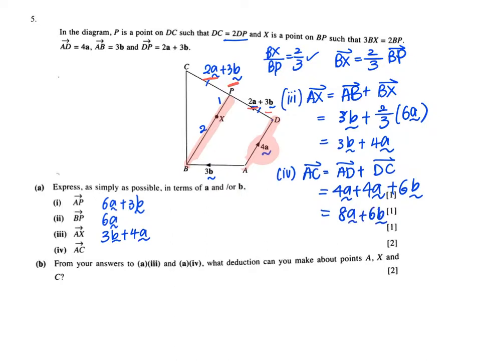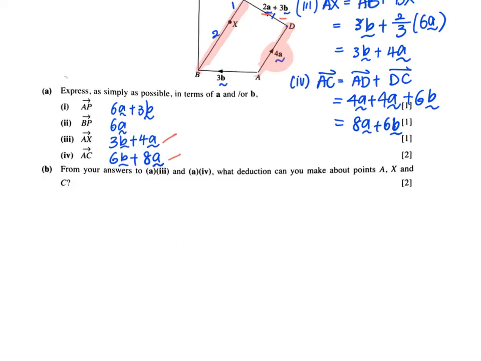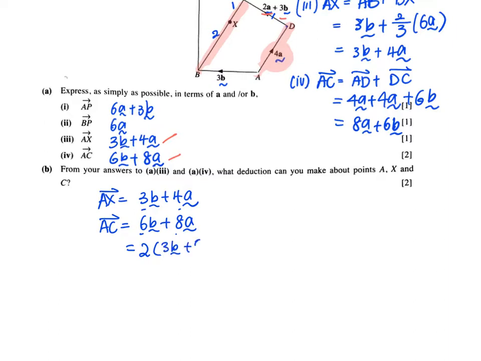Do you find this a little bit familiar? Look at it down here, 6b plus 8a. That means these two are actually multiples of each other. They are parallel. Now answer the next part of our question. From your answers, AX is given to be 3b plus 4a, AC is 6b plus 8a. We notice there's a multiple, right? 3 and 6, 4 and 8, it is 2 times 3b plus 4a. So that means AC is 2 times AX.